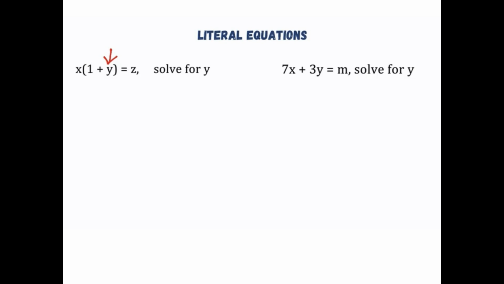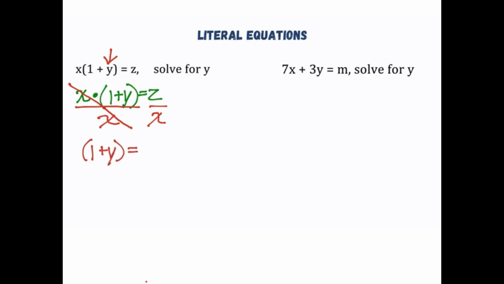So then I'm going to look and see what's happening here. Well, when I look a little bit closer, I see that this is really x times 1 plus y in parentheses equals z. So because this is being multiplied, x times the parentheses, if I want to get y alone, I can start by moving the x. And if we're multiplying the parentheses times x, to isolate and eliminate that variable from this side, we're going to divide by x. So that's going to leave us with 1 plus y equals z over x.